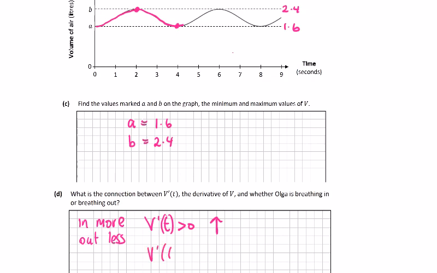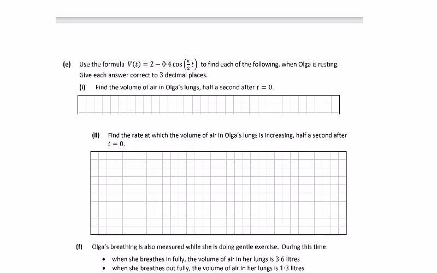And if V prime t is less than 0, we're talking about going out. So I think that's what they're looking for here, the in and out for the derivative. Then we're asked to use the formula to find each of the following.